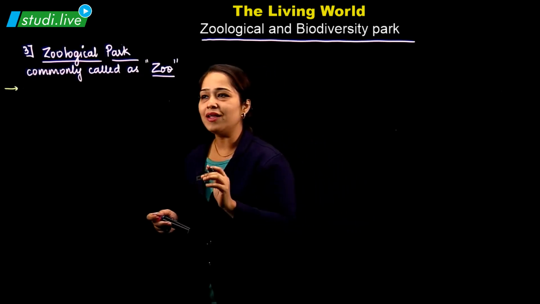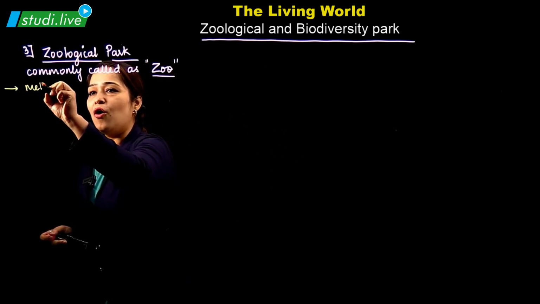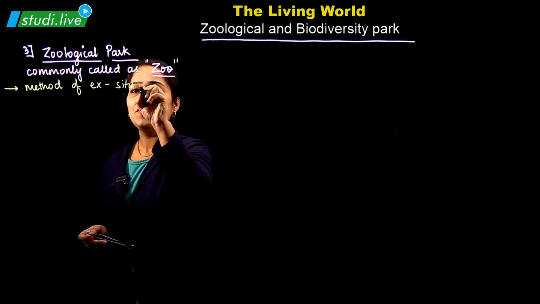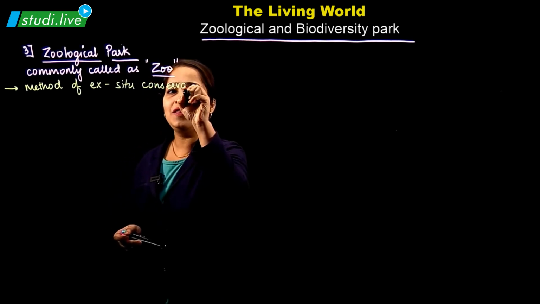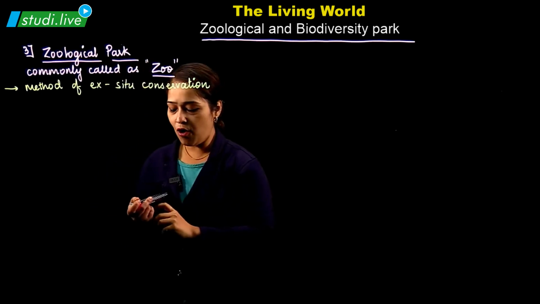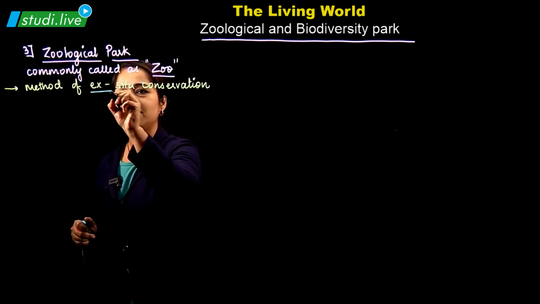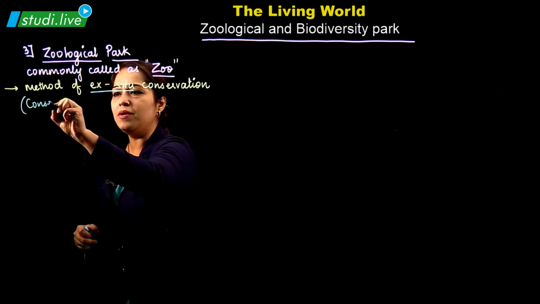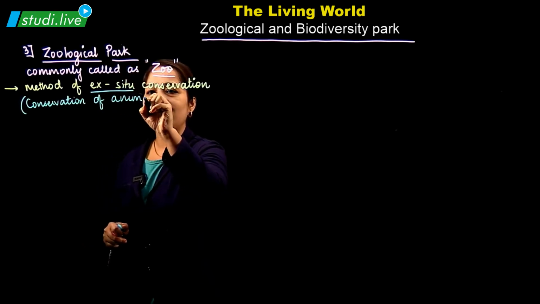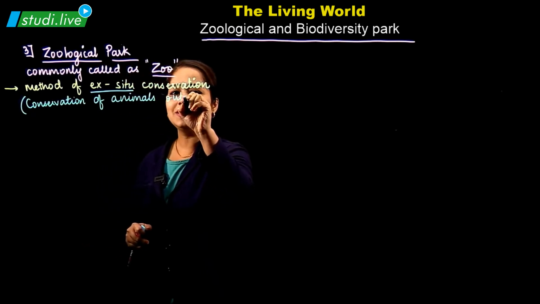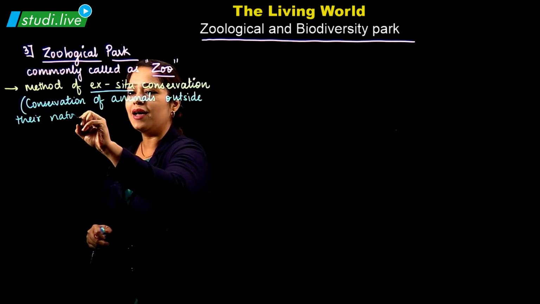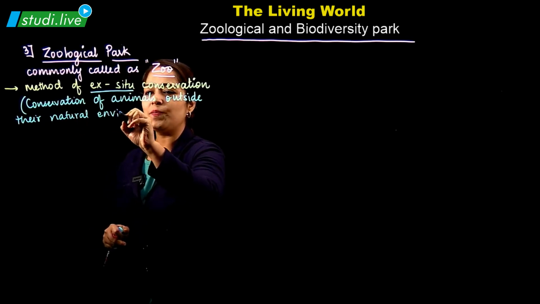So this method is a method of ex situ conservation, which is conservation of these animals outside their natural environment. The meaning of ex situ conservation is conservation of animals outside their natural environment. So it is done in enclosed space.